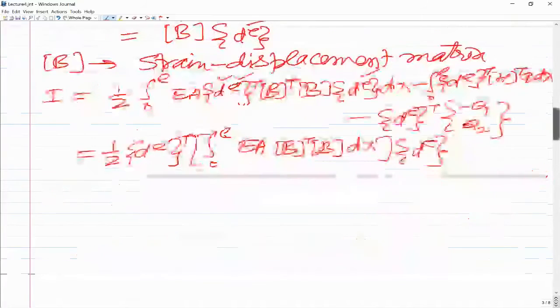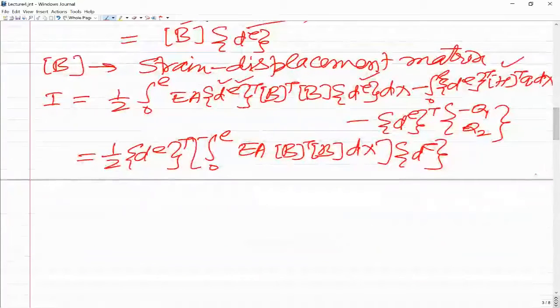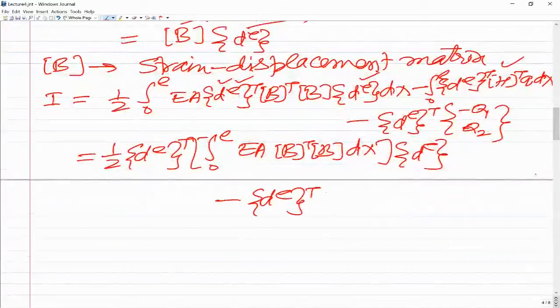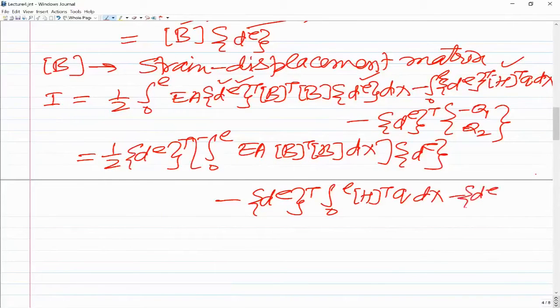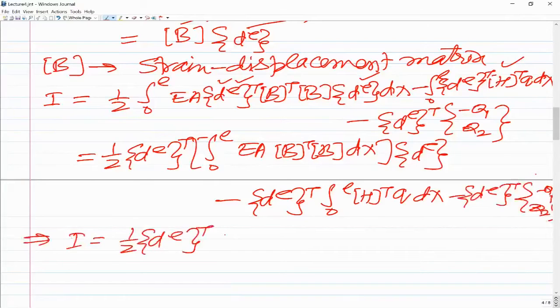And similarly, in this term, I can take D transpose out of the integration sign. So I can write that as D transpose into integration 0 to L of H transpose into Q dx. And of course, the last term is D transpose into minus Q1 Q2. So now we call this term the element level stiffness matrix. So we further write I as half of D transpose into KE.